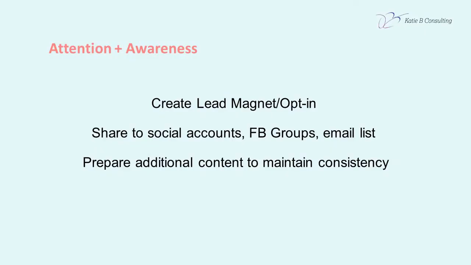So first let's talk about attention and awareness. If you want your audience to be aware of your offer, all you really need to do is tell them about it, right? But to get them interested in it and continue to give your offer attention, you need to create something that will make them want to opt in. So the first step of attention and awareness is creating free content that relates to your offer. This could be anything from a downloadable checklist to a free webinar.